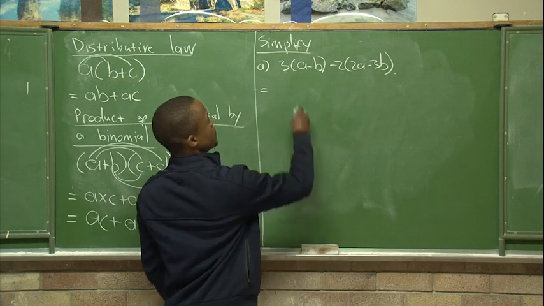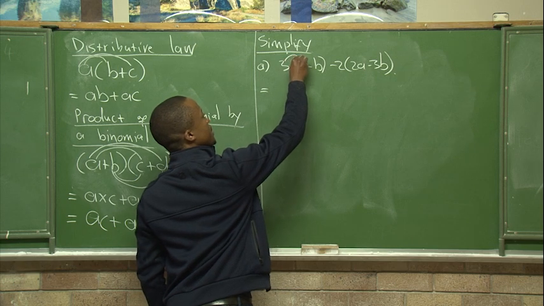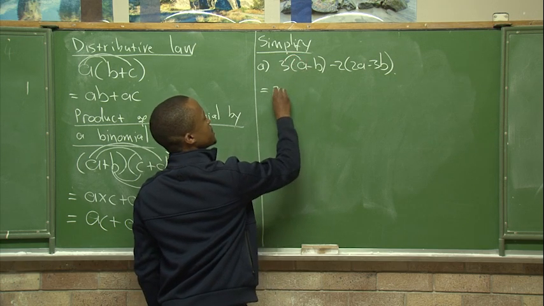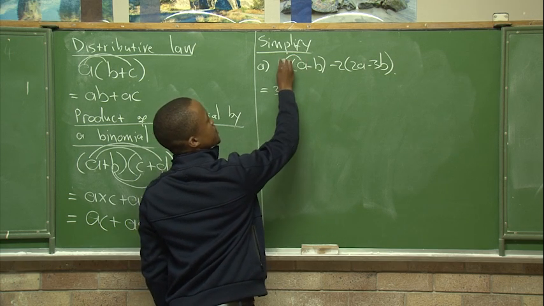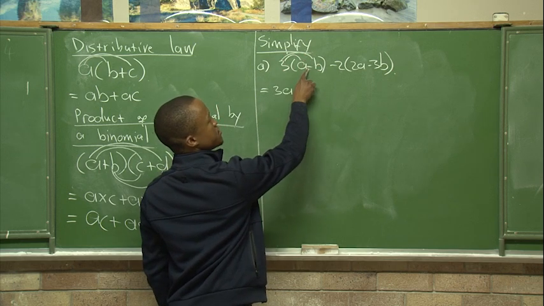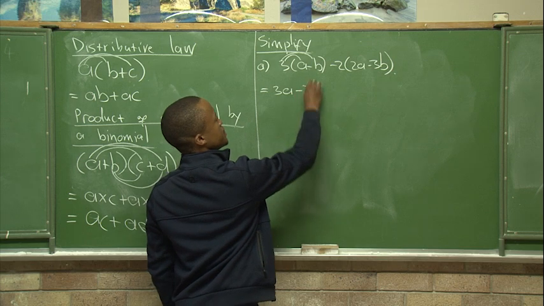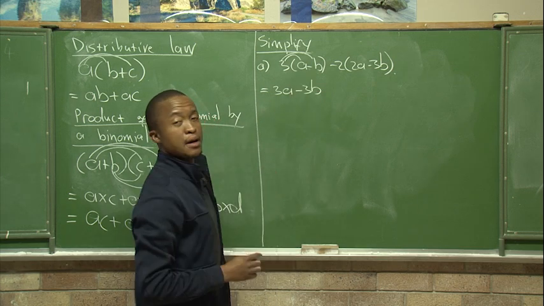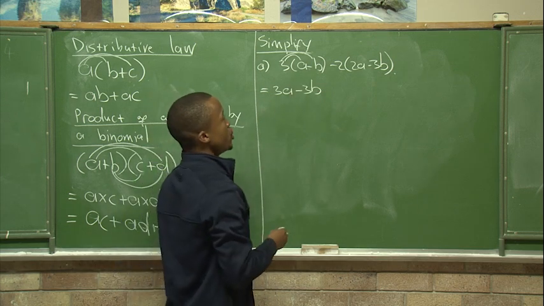So what are we going to do? Take the 3, you multiply it with a. 3 times a will give us 3a. Take the 3, you multiply it with negative b. So 3 times negative b will give negative 3b. So we distributed the monomial to the polynomial.